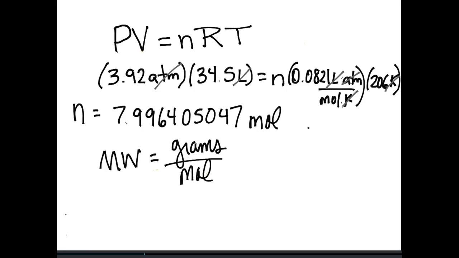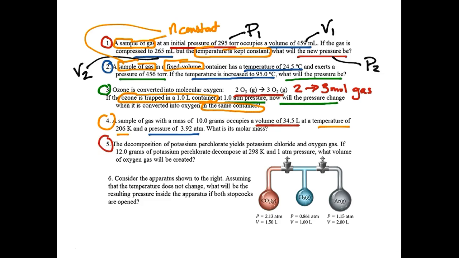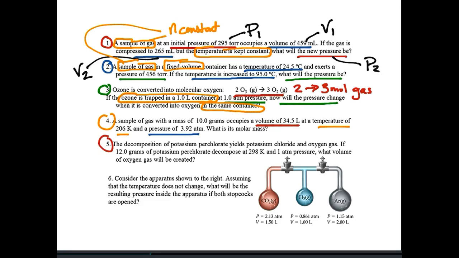Moles. Molecular weight, or molar mass, is mass divided by moles, and so we have a 10-gram sample. We know that that 10-gram sample matches this number of moles, and so we're going to say that the 10 grams and the 7.9964 moles are the same sample. So you do 10 grams divided by 7.9964 moles, and you get 1.25 grams per mole. Obviously didn't think about that molecular weight very much because that doesn't match any gas that I've ever heard of.